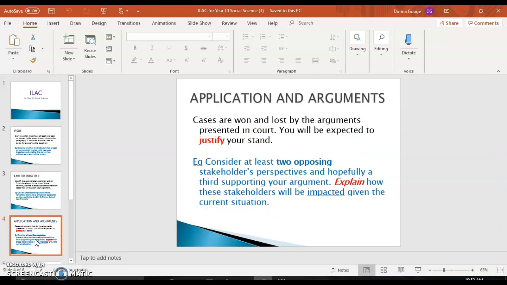You then need to think, given the information you have in your sources, what would be the two opposing stakeholders' perspectives, at least? So, for example, Indigenous Australians and governments. If you were looking at employment, perhaps you might also consider employers or a business perspective. If you were looking at education, maybe you'd be thinking about schools of all different types or universities. So have a think, given the information you have in those sources, who these stakeholders are and how they're impacted given the current situation.